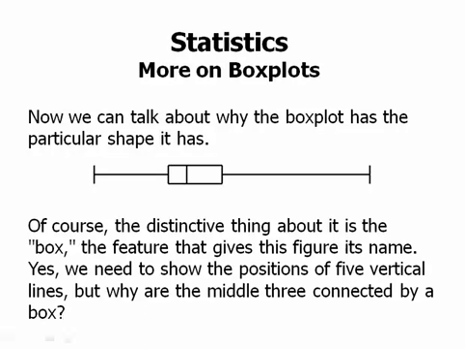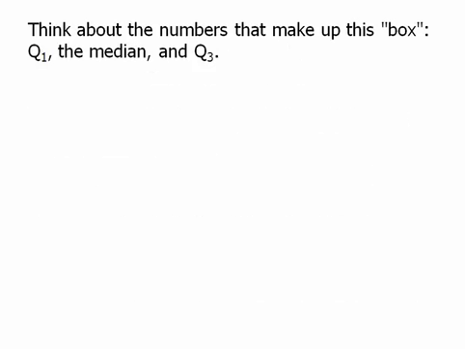Of course, the distinctive thing is the box itself, that box right in the middle, the feature that gives this figure its name. Yes, we need to show the positions of the 5 vertical lines. We talked about the importance of those last time, but why are the middle 3 connected by a box? What's up with that?